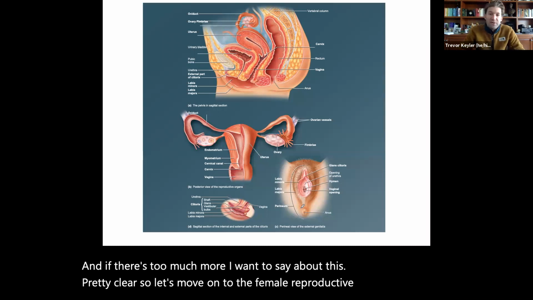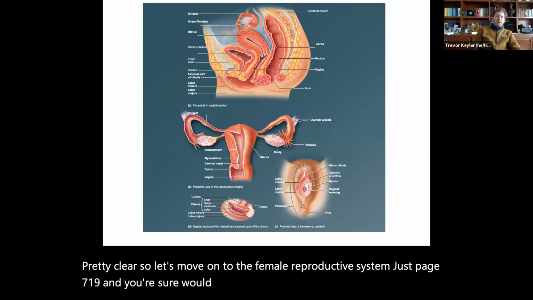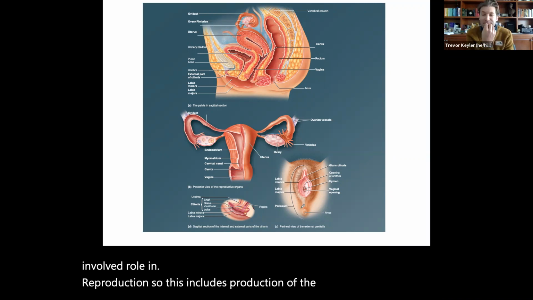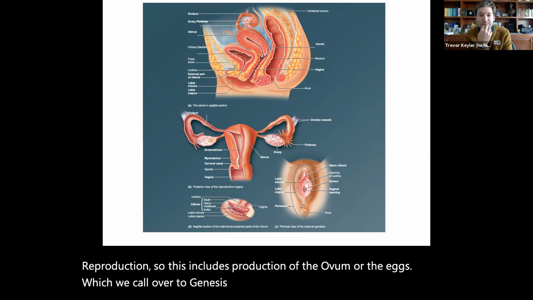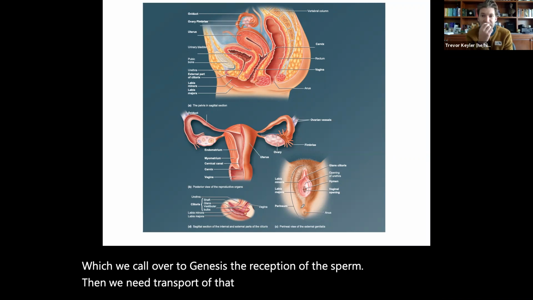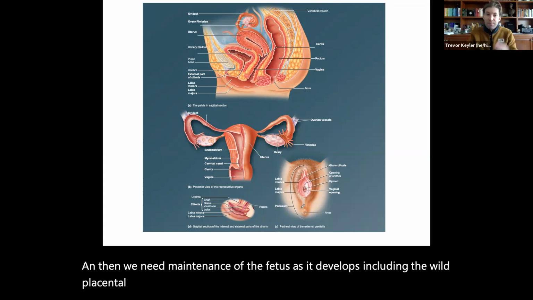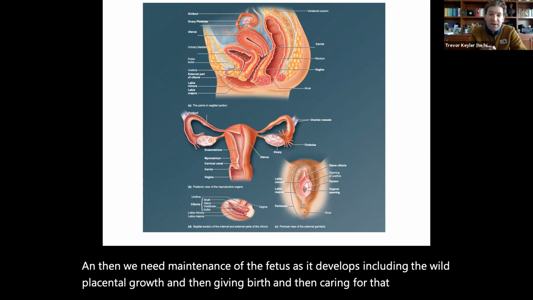This is page 719 in your Sherwood text. And females, as we know, play a more involved role in reproduction. So this includes production of the ova, or the eggs, which we call oogenesis, the reception of the sperm. Then we need transport of that fertilized ovum down into the uterus. And then we need maintenance of the fetus as it develops, including the placental growth, and then giving birth and then caring for that child, including things like breastfeeding.